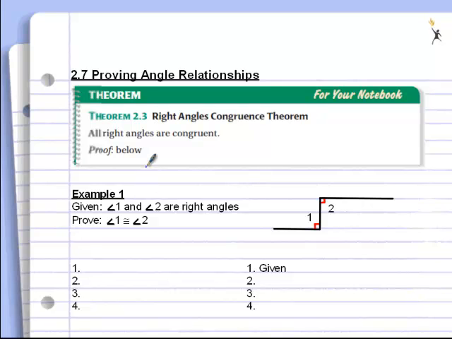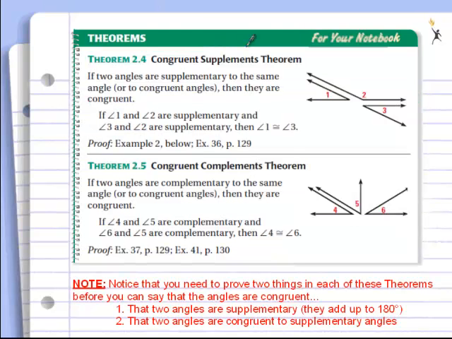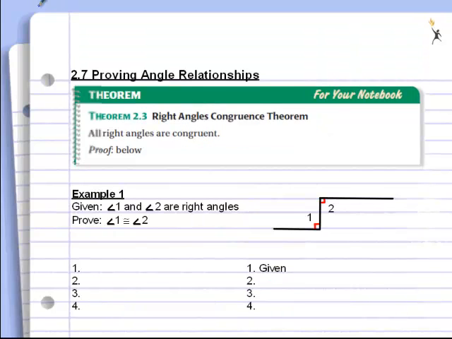The last thing we're going to be doing in Chapter 2 is proving angle relationships. We're going to be introduced to a few more theorems, like right angle congruency, which says all right angles are congruent. You're going to be shown congruent supplements, congruent complements, more geometry theorems that we're going to use inside a proof. Let's look at this one right away.